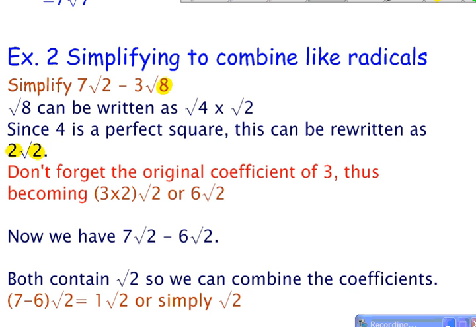And what we did there is 4 right here was a perfect square. The square root of 4 is 2. So we come out of the radical here. We still had 2 underneath the radical. Don't forget the original coefficient of 3, thus becoming 3 times 2. We had to go back and look at our original coefficient of 3, which is there, and here we brought it down, and our new coefficient of 2, that's where that comes from. Multiply those together and we get 6 radical 2.